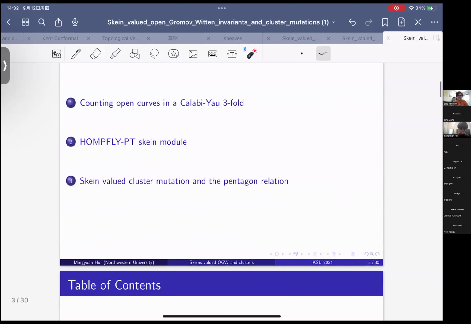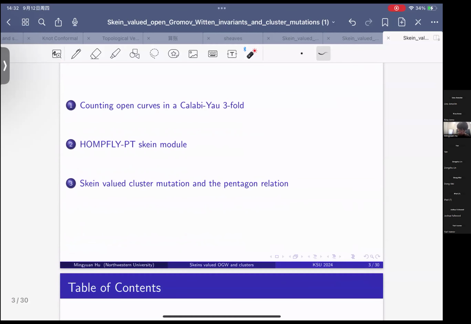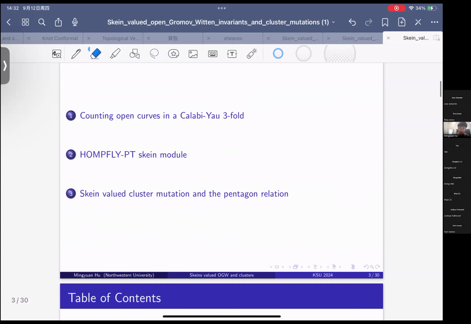So let's start. Roughly speaking, the plan is that first I'm going to tell you some background on open Gromov-Witten invariants, and we will see what the problem is and why we need to use the so-called skein module, and I will build some examples using a method called cluster mutation.